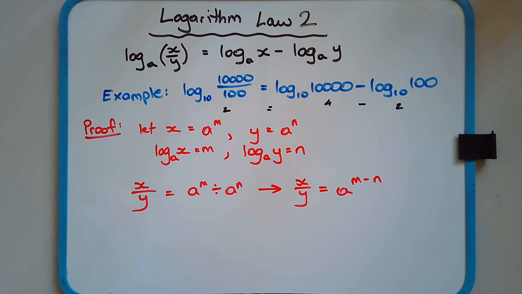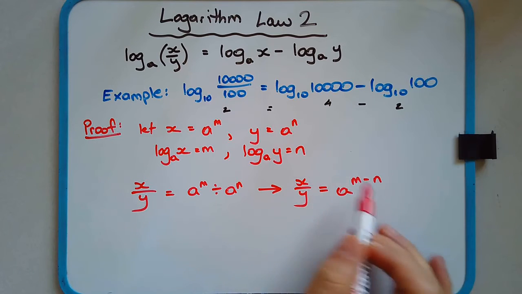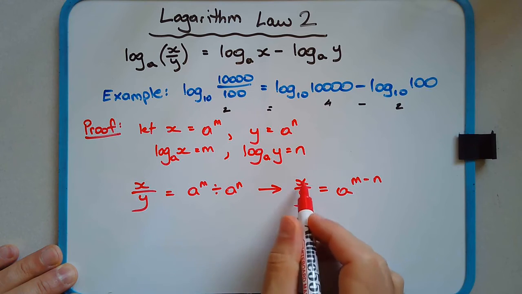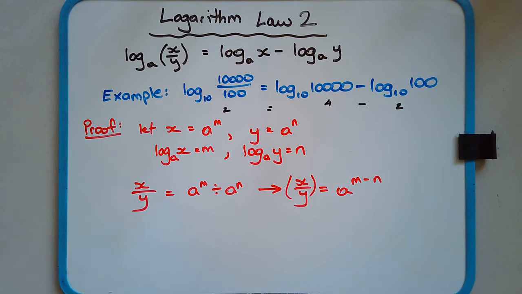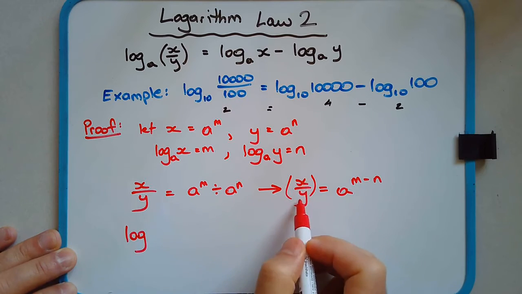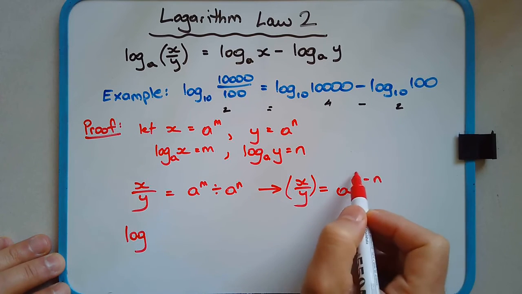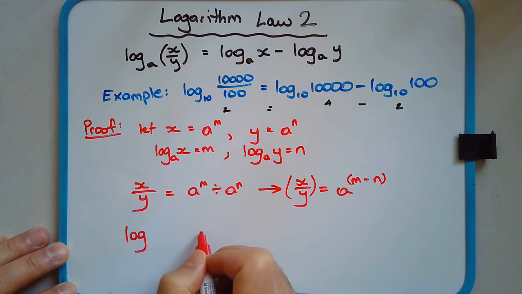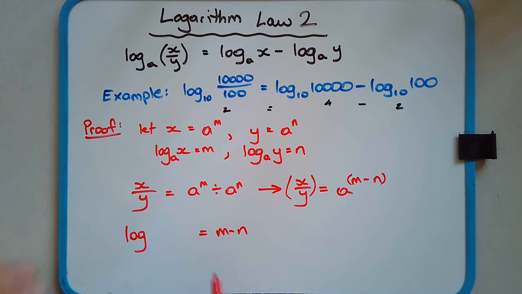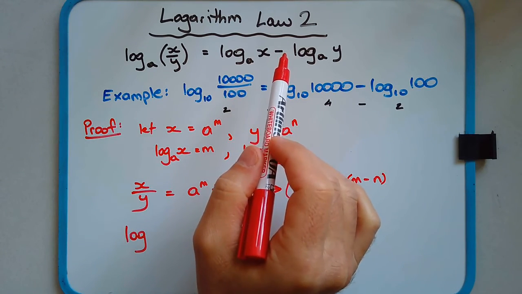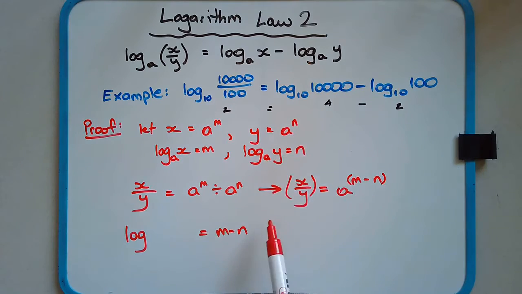Now, if we express this expression here in logarithm form, what do we have? x on y is just a number, so just think of it as a value. So if x on y is a to the power of m minus n, m minus n is the index. In other words, log of something is going to equal m minus n, isn't it? Remember that the result of a logarithm is an index.